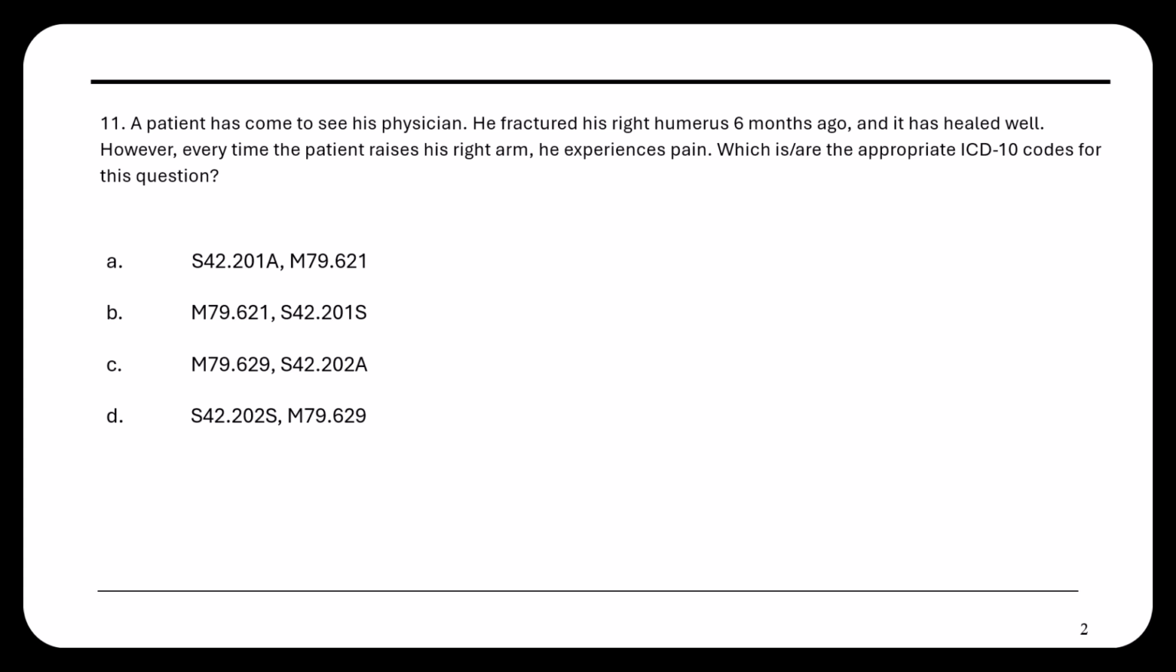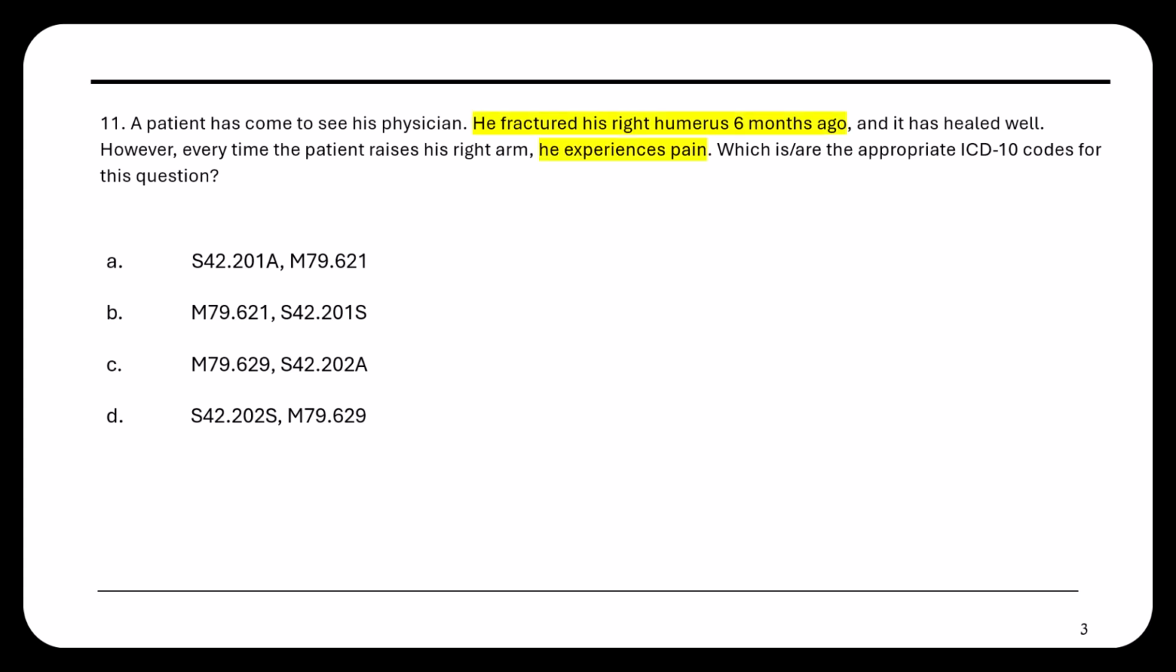A patient has come to see his physician. He fractured his right humerus 6 months ago and it healed well. However, every time the patient raises his right arm, he experiences pain. Which is or are the appropriate ICD-10 codes for this question? As you look, you can see we have S codes and we have an M code. Now, the S codes do relate to broken bones and such, and the M codes in this case are relating to pain. So let's begin by picking out our keywords.